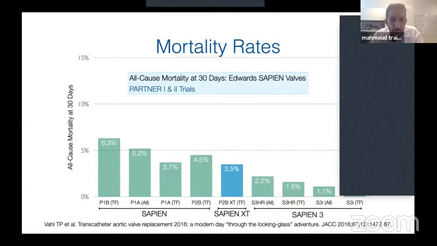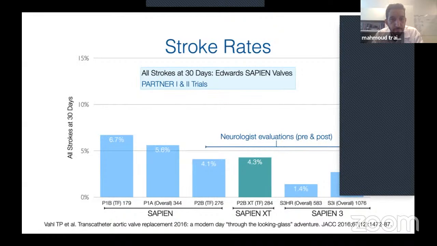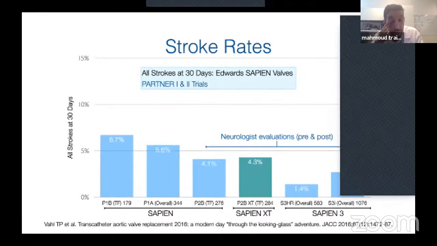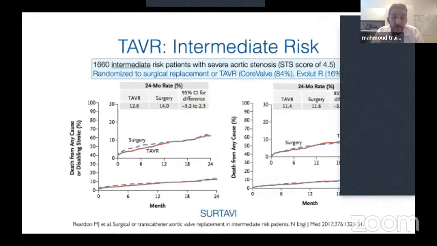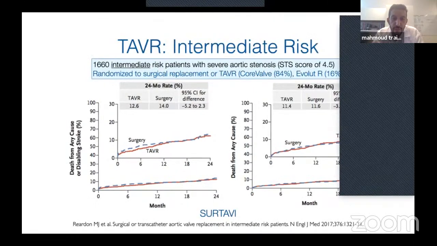And we see that across the board with the trials, as technique has improved and as technology has improved and worldwide experience has improved, mortality with TAVR has decreased from as high as 6% in the early PARTNER trials down to the 1-2% range with current SAPIEN 3 registries. Similarly, stroke rates, as technique and procedural devices have improved, have also decreased from where it was a particular concern in the first PARTNER trials at over 5-6% down to 1-2% with current generation SAPIEN valves. We also see similar results with the self-expanding valves in the SURTAVI trial for the intermediate risk patients, which showed, again, similar outcomes for death or stroke rate with TAVR as compared to surgery.